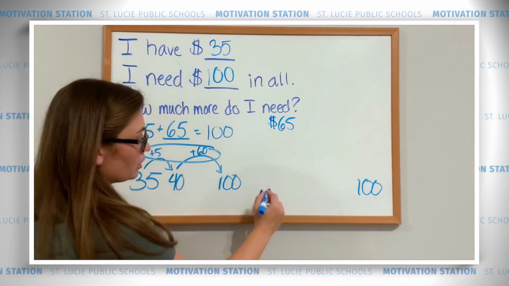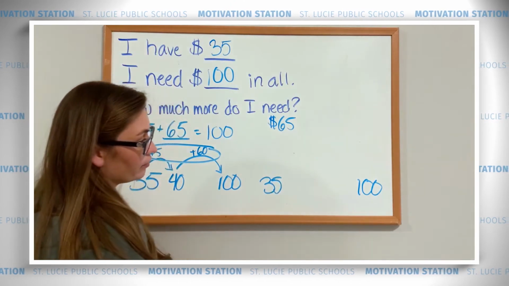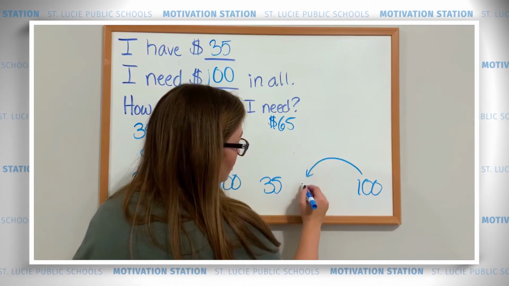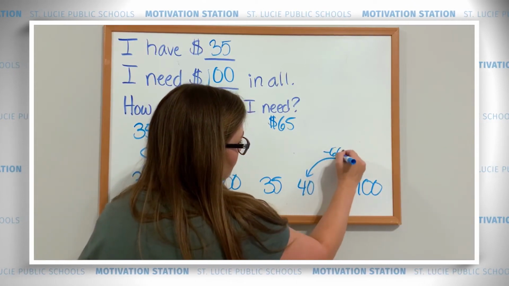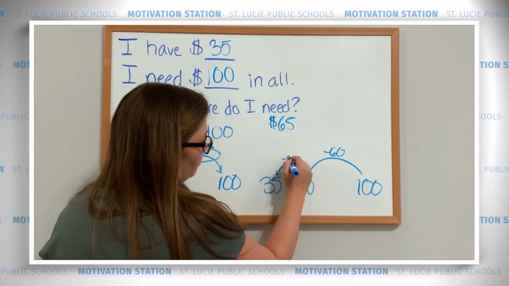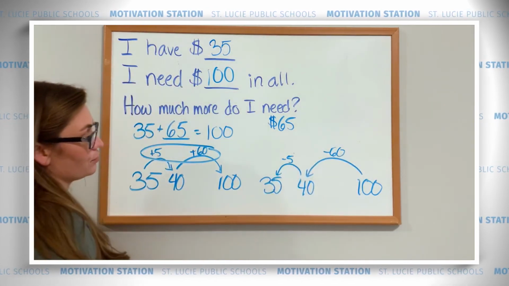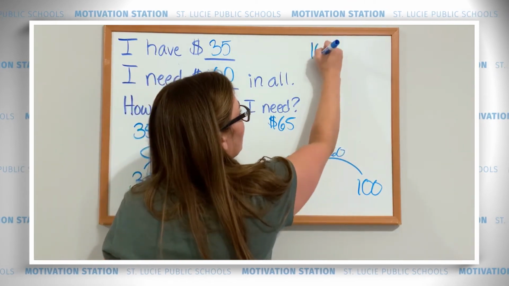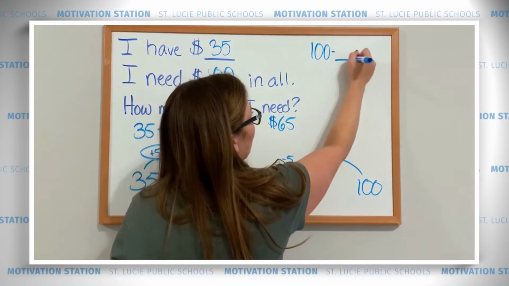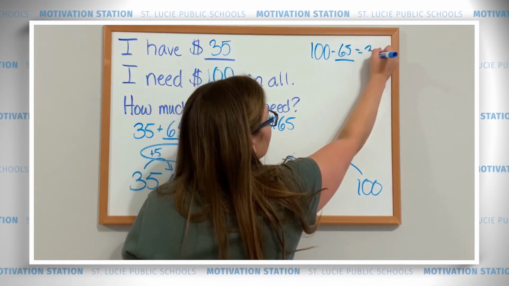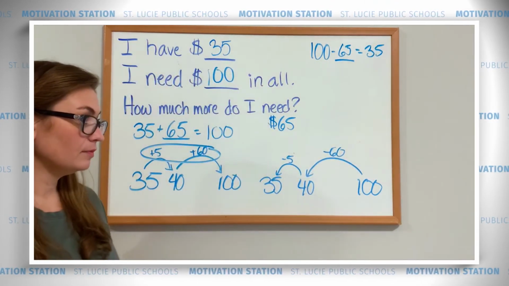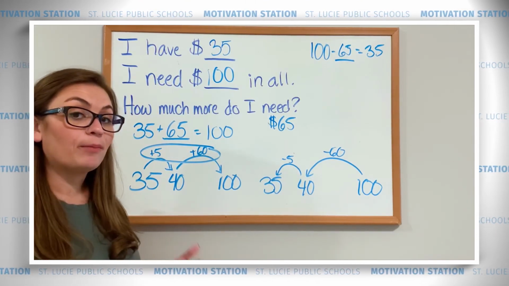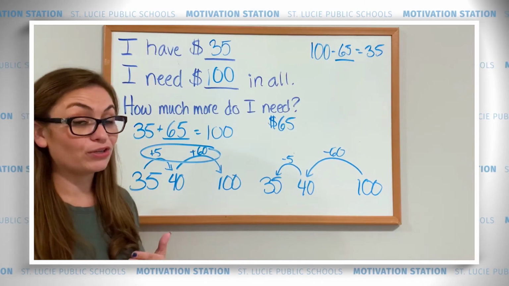We could have solved with subtraction. We would start with 100, and we know we're going to 35. So my first jump might be back to 40, which would be minus 60. And then my next jump would be minus 5. Still, my answer is going to be 65. My equation would look different, because it would say 100 minus what equals 35? Well, we know it's 65. That's part-whole with 100. Now we're going to look at part-whole with numbers that aren't 100.